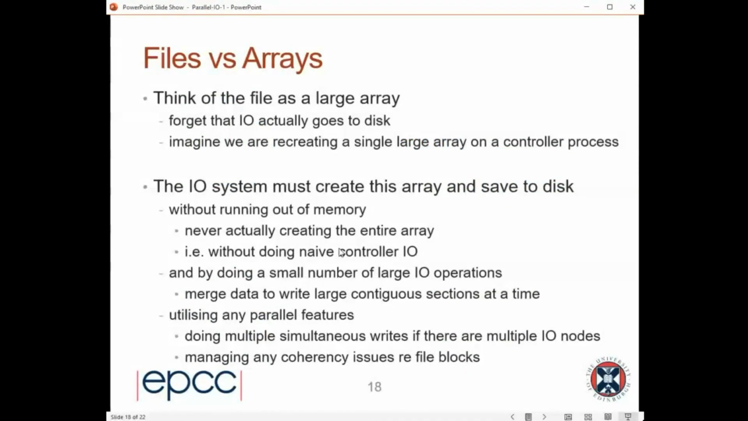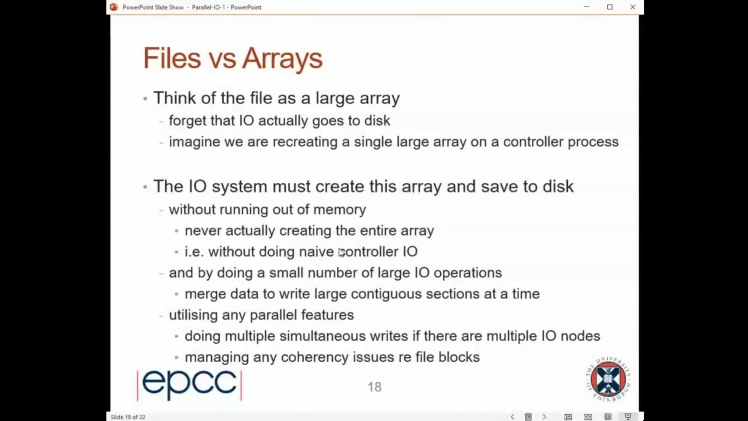So the way I think about it is, think of the file as a large array, okay? In some sense, imagine we're recreating a single large array on a controller process. If you do controller I/O, where the controller process grabs the data from all the workers, the controller process needs to know where to put the data. So it's stitching all this together into a large array, and then it writes it to disk. What you want is an I/O library or system which does the same thing. It creates this array and saves it to disk without running out of memory.